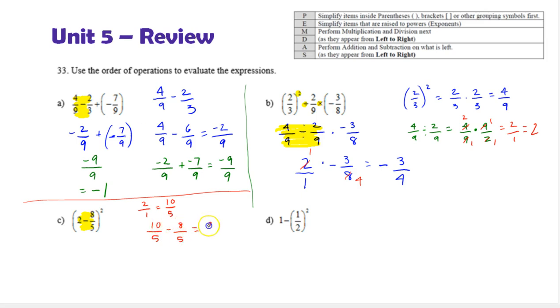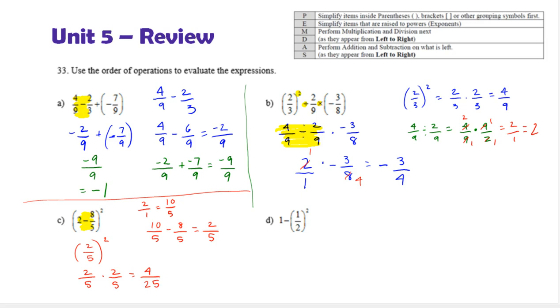Subtract the numerators, gives us 2, and keep the denominator, which is 5. So this is just 2/5 squared. Okay. And so now we just perform the exponent. That means multiply 2 factors of 2/5. 2 times 2 is 4, and 5 times 5 is 25.